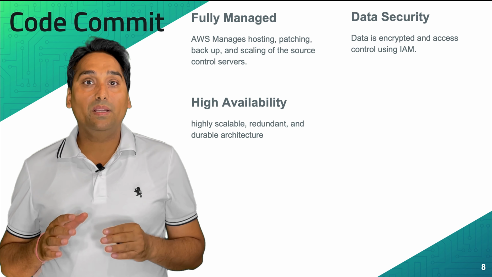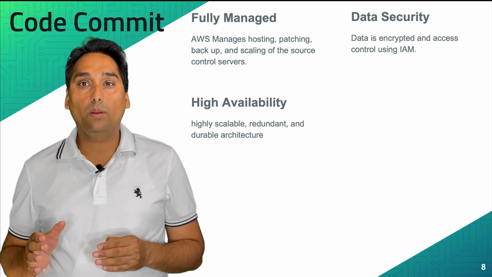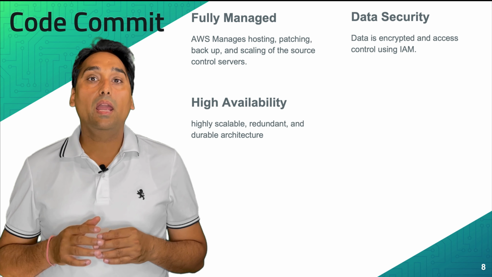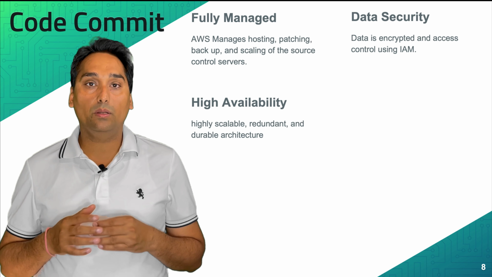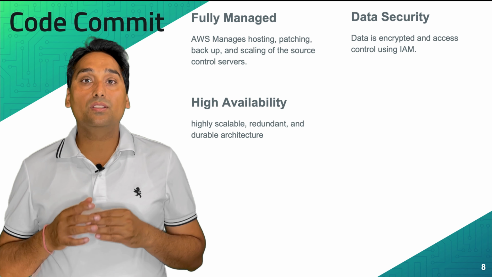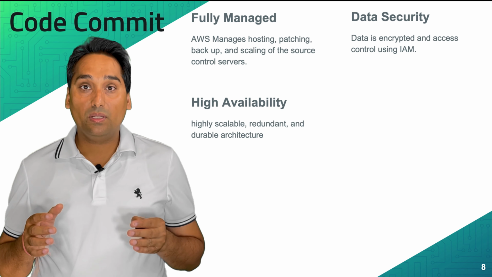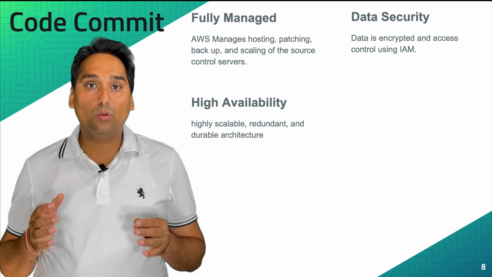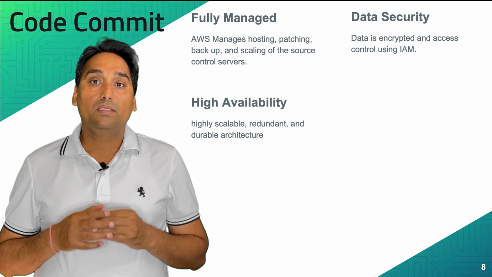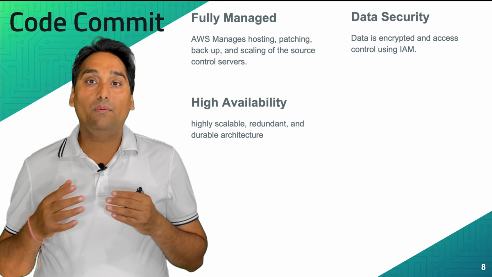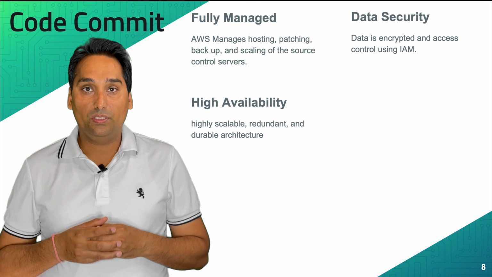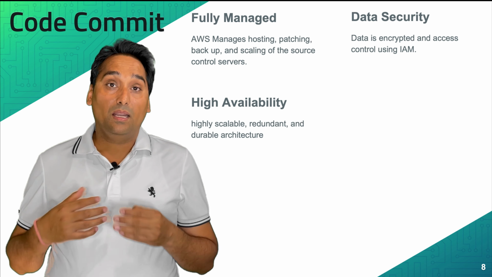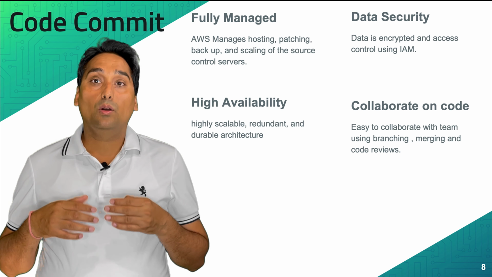AWS CodeCommit has a highly scalable, redundant, and durable architecture. The service is designed to keep your repositories highly available and accessible in case of any hardware or network failure. AWS CodeCommit stores your repositories in Amazon S3 and Amazon DynamoDB. Your encrypted data is redundantly stored across multiple facilities. The architecture increases the availability and durability of your repository data. So you are not going to lose any of your source code. It's always available.